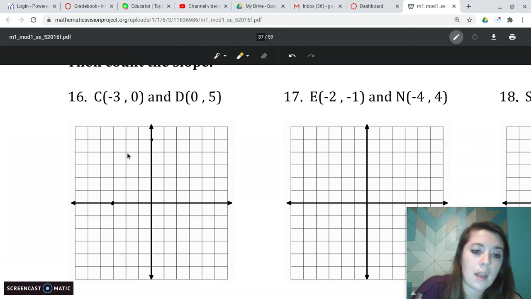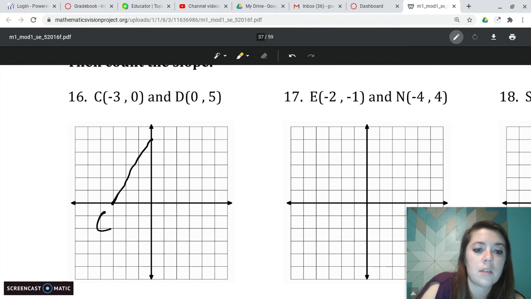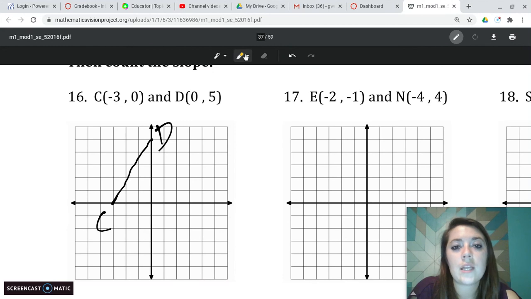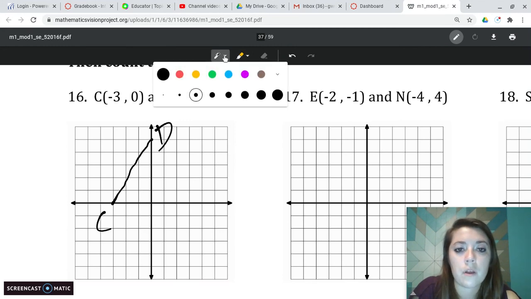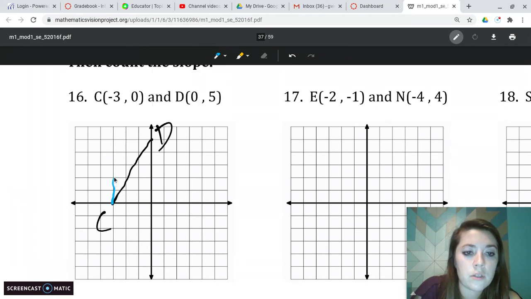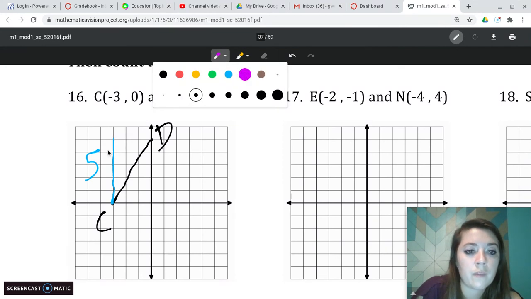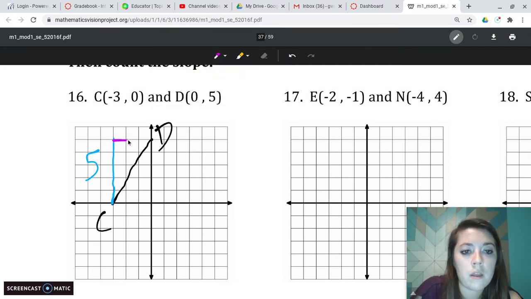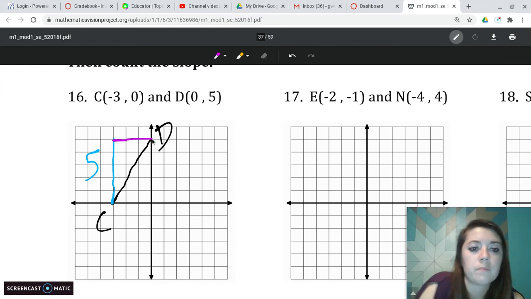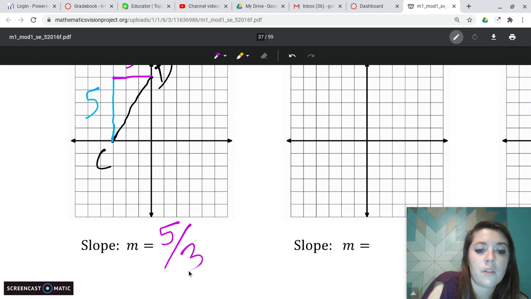Now we want to draw the line between them. I'm going to attempt. I make no promises how good this is going to look. There we go. Okay, so this is our C value. This is our D value. Now we need to look at the slope. So we're going up 1, 2, 3, 4, 5. And we're going over 1, 2, 3. So that means our slope is 5/3.